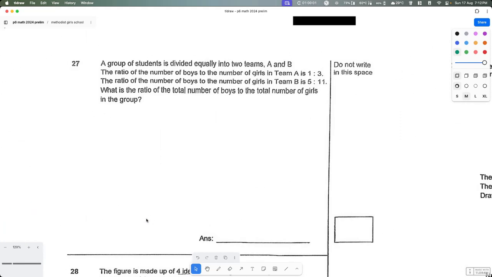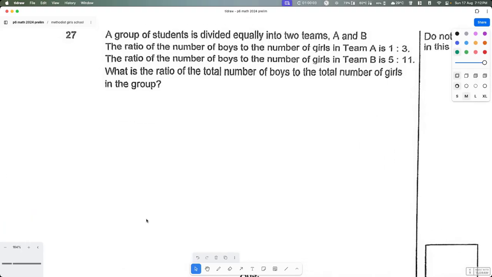Let's move on to question 27. All right, so a group of students is divided equally into two teams, A and B. The ratio number of boys to the ratio number of girls in team A is 1 is to 3. Ratio number of boys to the ratio number of girls in team B is 5 is to 11. What is the ratio total number of boys to the total number of girls? Okay, so a group is divided equally. So we know that team A is equal to team B.